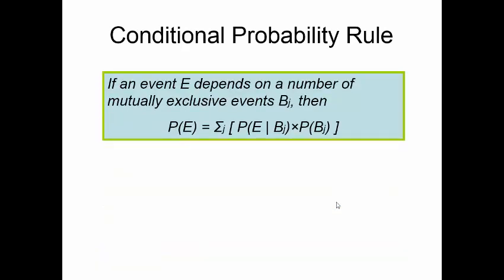Now, how about the conditional probability rule? Now, if an event E depends on a number of mutually exclusive events Bj, then the probability of E is given by the probability of E given Bj multiplied by the probability of Bj, and then add over all j's.